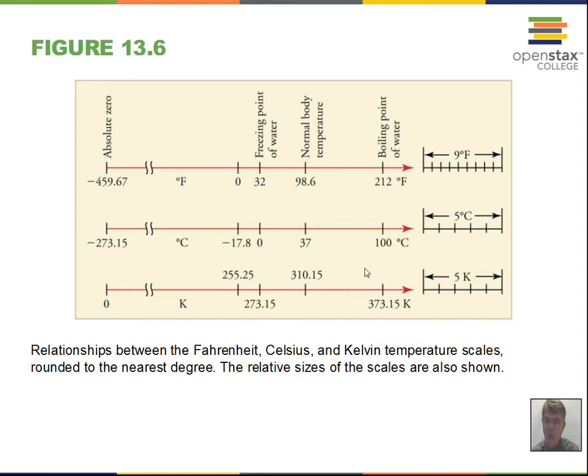You should note that if we have a 5 degree change in the Celsius temperature, we'll also have a 5 Kelvin change in temperature. The size of the Kelvin unit and the Celsius unit is the same. However, on the Fahrenheit scale, the Fahrenheit unit is smaller. It takes 9 degrees Fahrenheit to match 5 degrees Celsius. So there's your 9/5 coming in again.